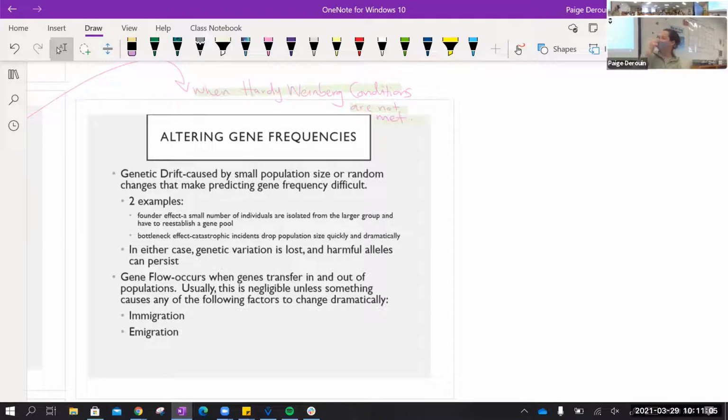There are two examples of genetic drift. And one thing that I need to tell you is that this word random is really important. So there's no selection.